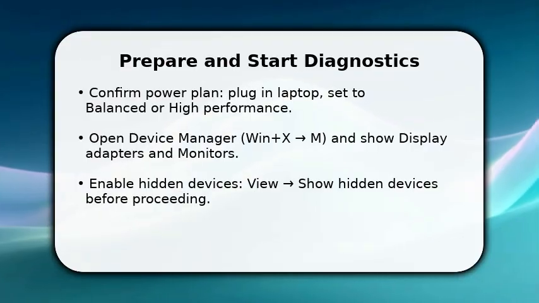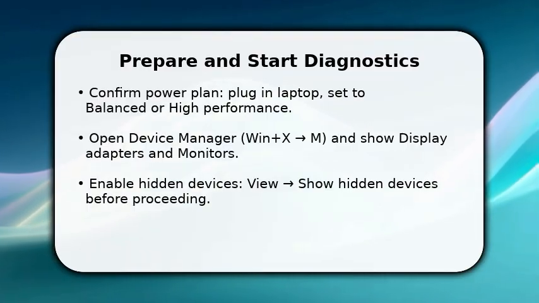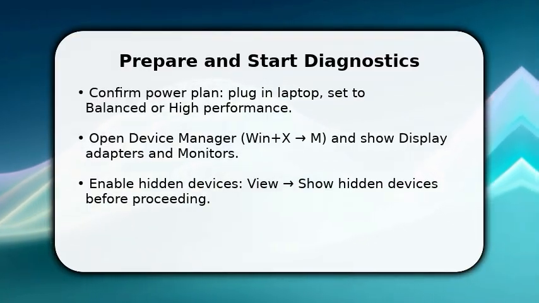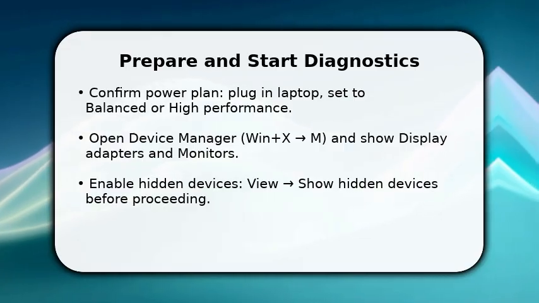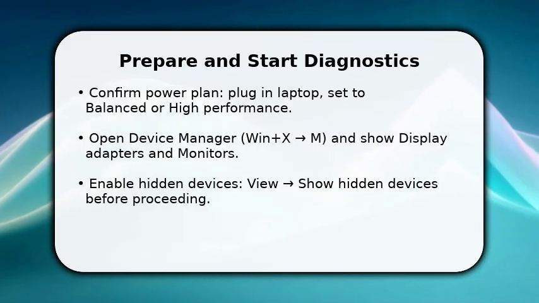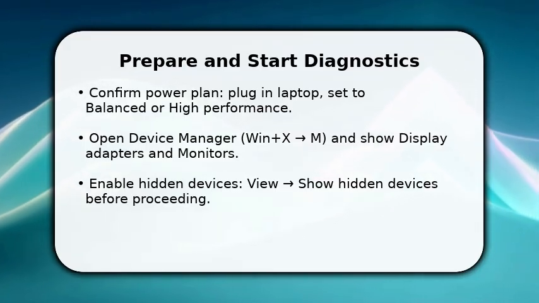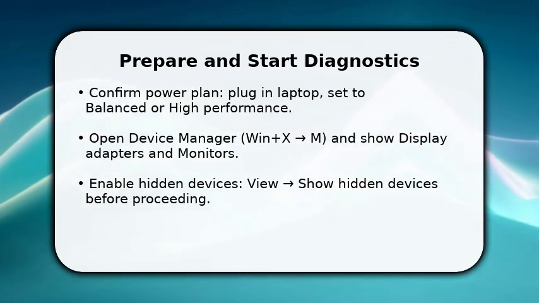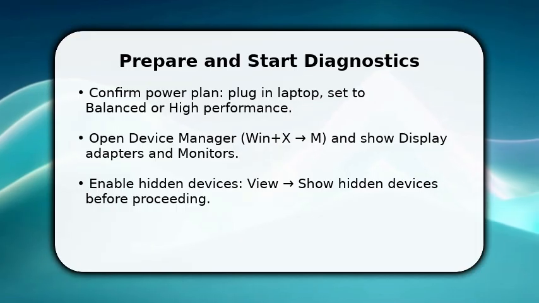You begin by verifying essentials so you don't chase ghosts. Plug in the device and choose a power plan that won't throttle brightness. Once done, open Device Manager with Win+X, then M, and expand display adapters and monitors. Make sure you toggle View to show hidden devices. You want to see any ghosted adapter or monitor entries.